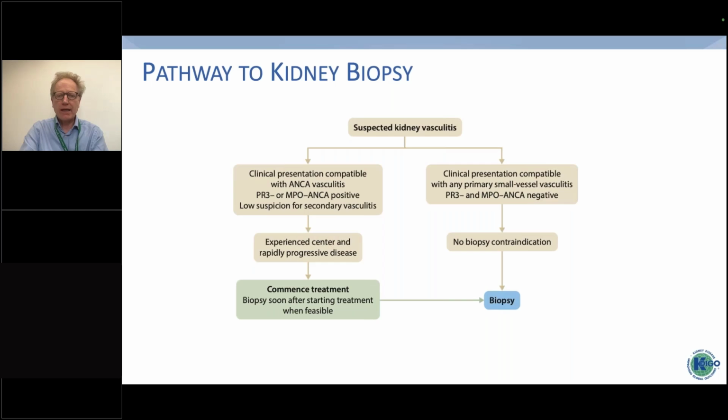Now, moving to the KDIGO recommendations, if you have a patient with suspected kidney vasculitis and the clinical presentation is compatible with an ANCA vasculitis, the PR3 or MPO ANCA is positive, and you've considered and excluded possible causes of a secondary vasculitis, such as drugs, infection, or malignancy, then you can go straight to starting treatment and either defer or not do a biopsy. However, if the clinical presentation is less obvious, then a biopsy really becomes essential to guide you forward.